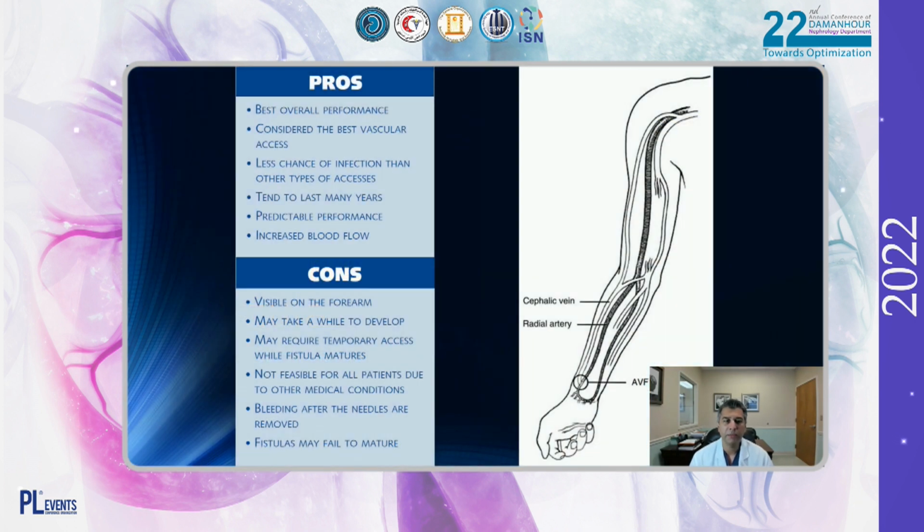A fistula is essentially a connection between the artery and the vein, allowing for a conduit for dialysis to be used. It's really considered the best overall vascular access, with lower chances of infection than catheters or grafts and superior blood flows. The downsides are somewhat cosmetic, where patients sometimes don't like the appearance of them, and there are some issues with maturation, which we can really help a lot with our endovascular procedures today.